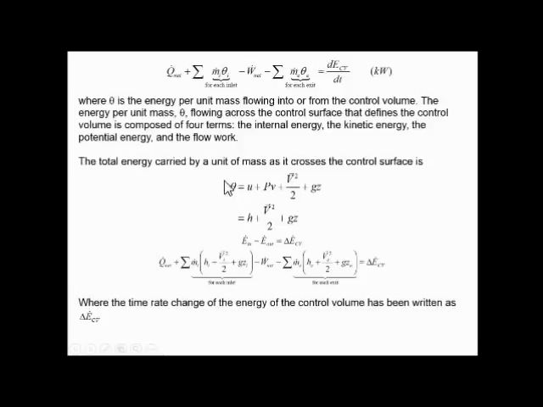Now if we consider both the inlet and outlet, simply we will write in this manner: Q net, from the inlet side, plus the inlet total energy m times (h plus V squared by 2 plus gz), minus the work done, minus the outlet term, and that equals the net change in energy, where the time rate of change of energy of the control volume is written as delta E_CV. So this is a very important formula and quite easy to remember. You must be clear how we have written this formula, in the case of steady flow of the fluid.